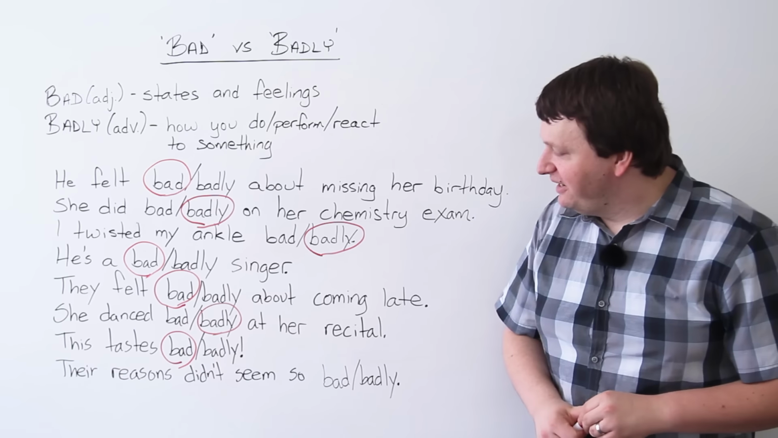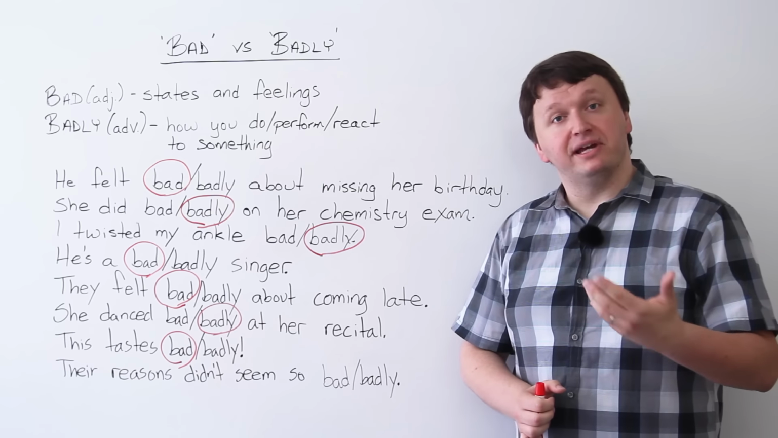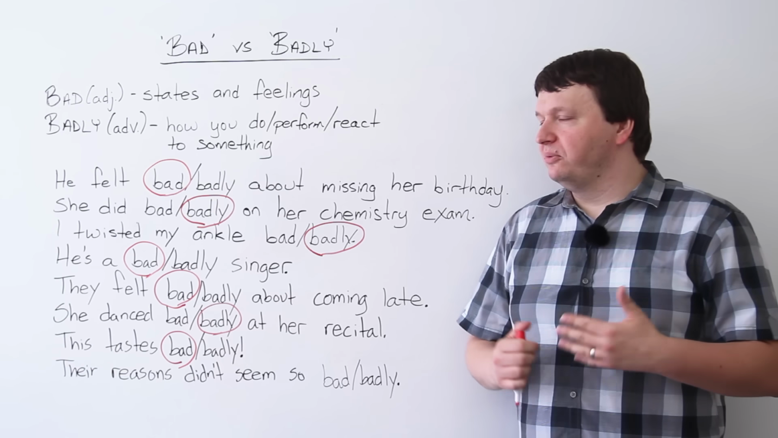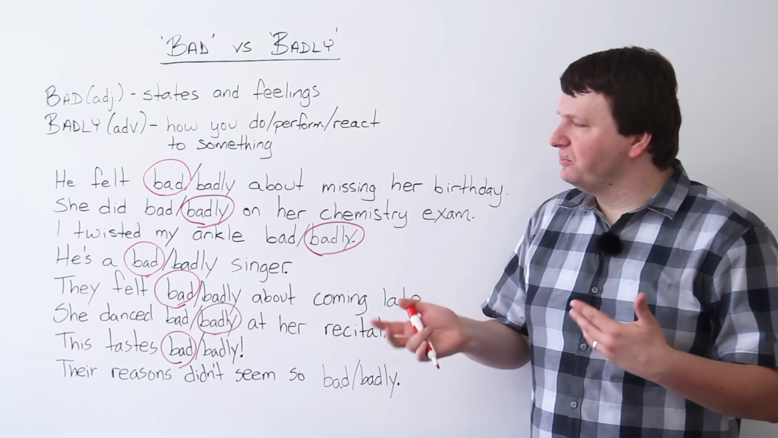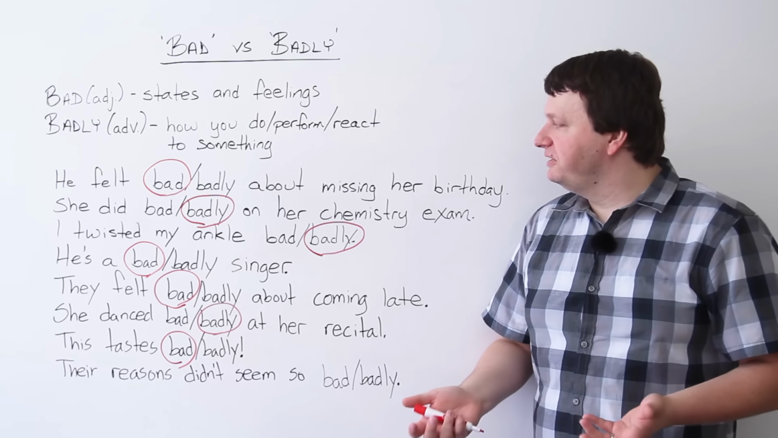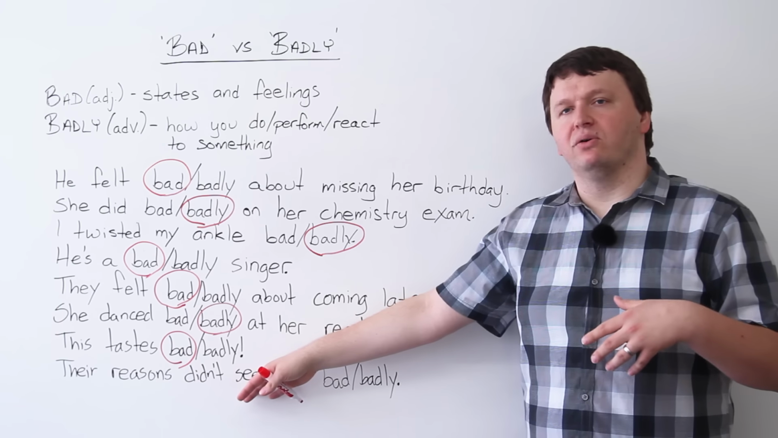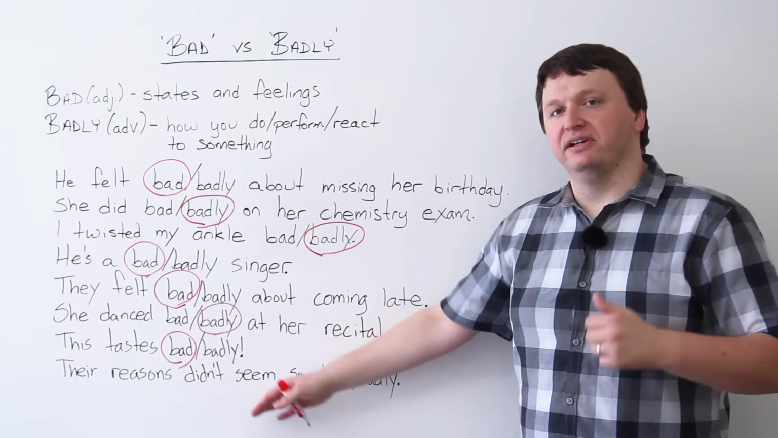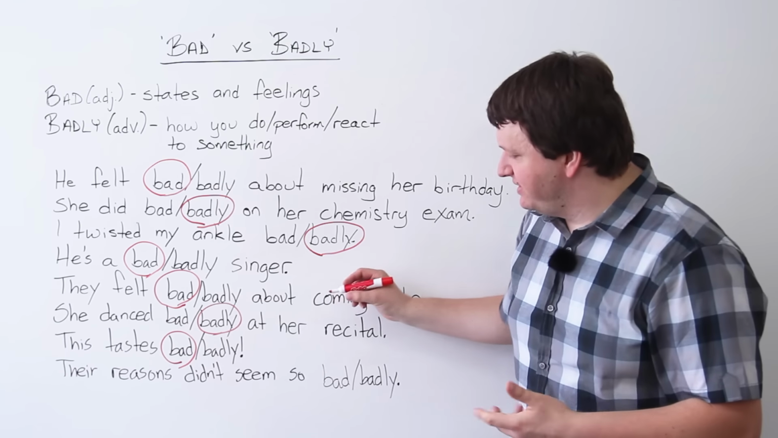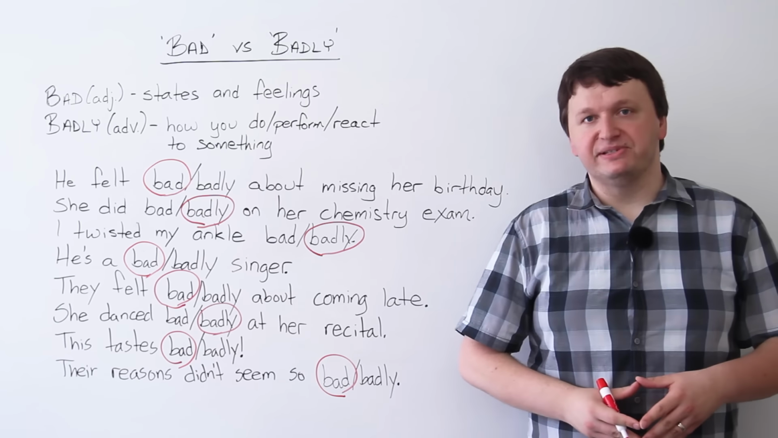And finally, their reasons didn't seem so bad. Okay, so here the subject is their reasons for doing something. Now, we're talking about how the reasons did something? Or are we talking about the state of the reasons, the quality of them? Okay, in this situation, when you have verbs like seem, or feel, or appear, generally we use the adjective form, okay? So their reasons didn't seem so bad. We're talking about the state of their reasons.